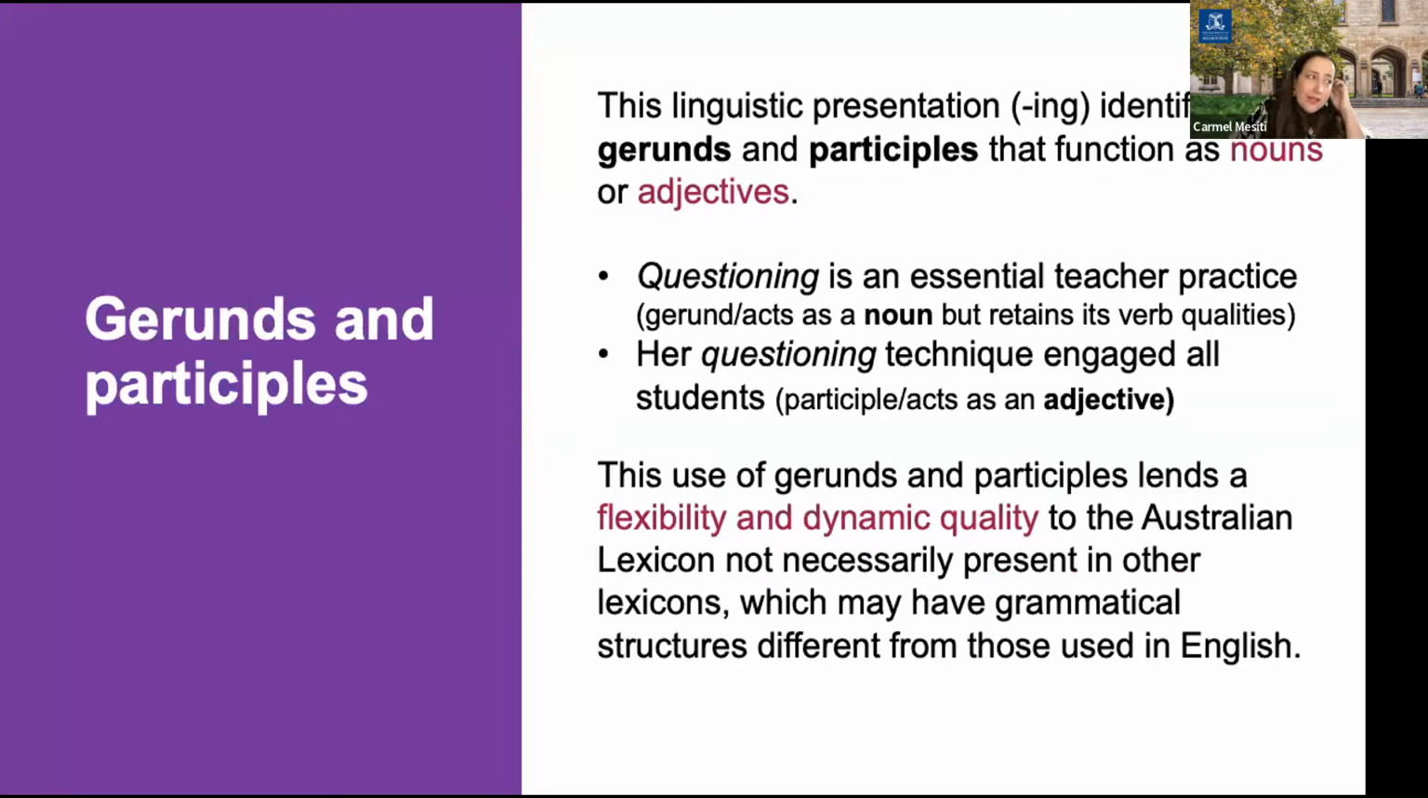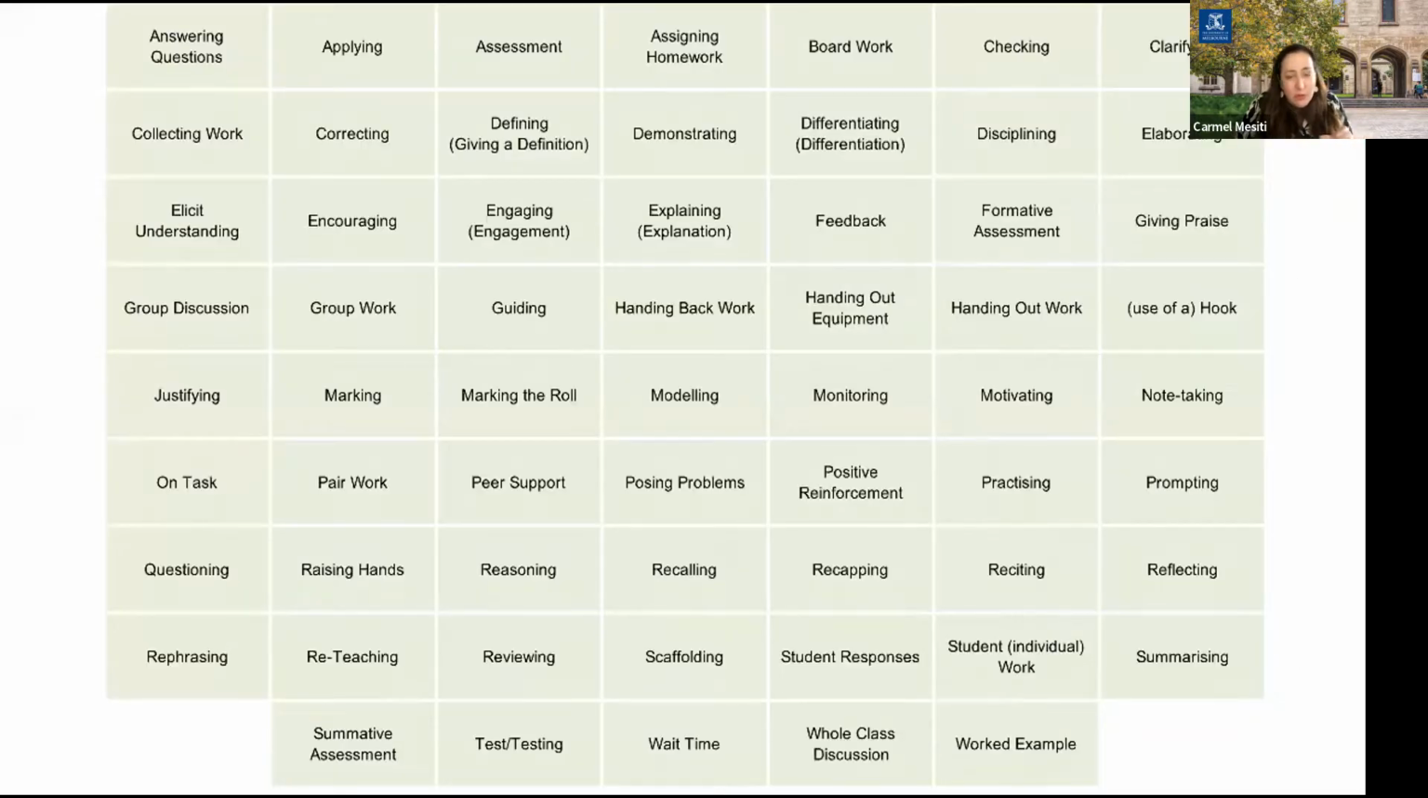When you have this linguistic presentation that they end in ing, it means that they function as nouns and retain their verb qualities, or as adjectives. And what this does is lend a flexibility and dynamic quality to the Australian lexicon. Now, this is a grammatical structure that's found in English that's not necessarily found in other lexicons. So we did find that grammar plays an important part to the terms that were documented. The English terms, because of this presentation, meant that we could have single words, while other lexicons would have phrases to capture their pedagogical practice.